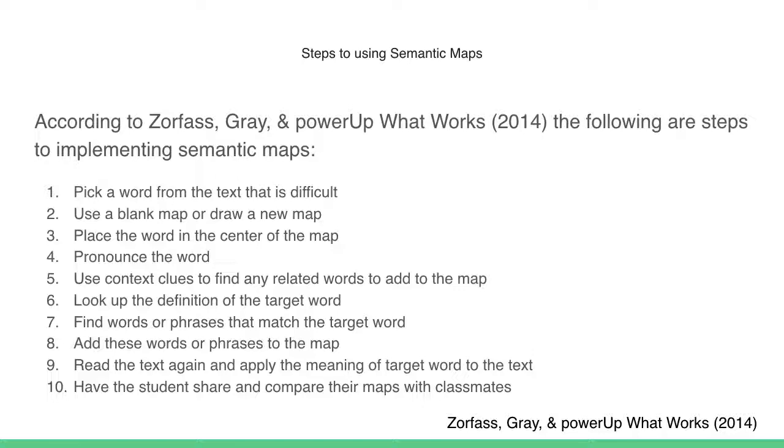So then we have the students share and compare their maps with their classmates. Let's just say that one child is having difficulty with the word golden retriever, but another child is having difficulty with the word breed. That's a great time to say, well, Annie knows what the word breed means, but Johnny doesn't. So we're going to collaborate together and we're going to learn that way.